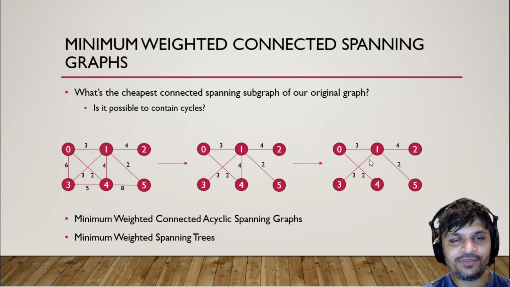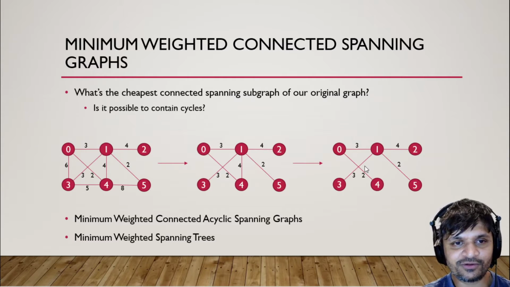So that means if I want the cheapest connected spanning subgraph, it's always acyclic. It'll always contain no cycles. So I can take the name minimum weighted connected acyclic spanning graphs. But that's pretty unpleasant to say. And we already know that a connected acyclic graph is a tree. So we can change the name to a minimum weighted spanning tree. Okay. Did that make sense? I know that was a little weird.